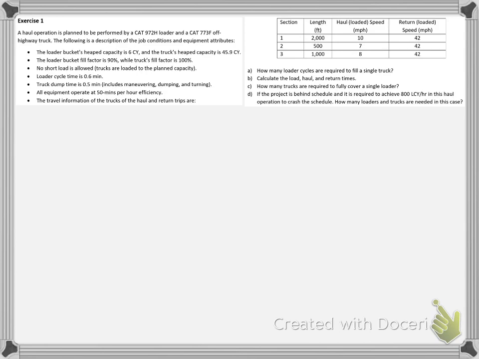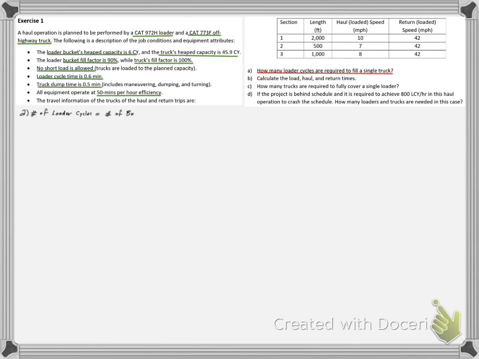I will use this exercise to give an example of how to calculate the hauling productivity of trucks. We are dealing with a Caterpillar loader and an unknown number of trucks. We are given the shown parameters for the loader, trucks, and the whole road.